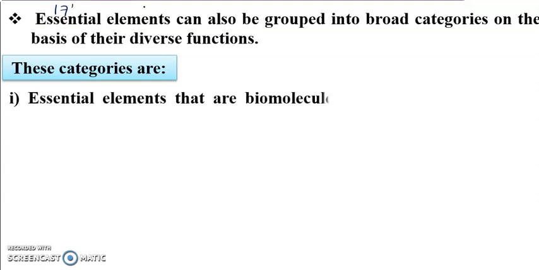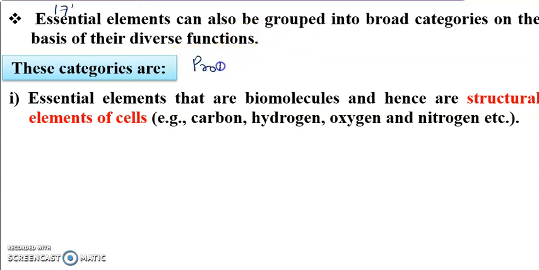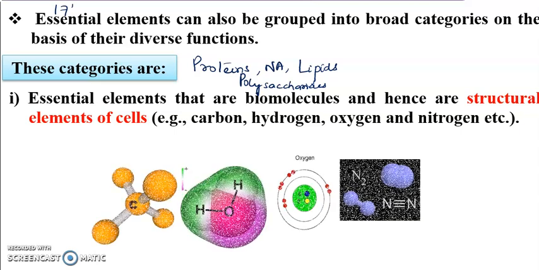The first category is structural elements of the cell. For example, if you take the case of carbon, hydrogen, oxygen, nitrogen, they are present in all biomolecules. Biomolecules like what? They are present in proteins, nucleic acids, lipids, and polysaccharides. So for all of the major biomolecules, go back to the biomolecules chapter 1 so that you will get an idea. All of them contain carbon, hydrogen, oxygen and nitrogen. So they are basically the structural elements of the cell. So all these 4 elements can be put under the category of structural elements.